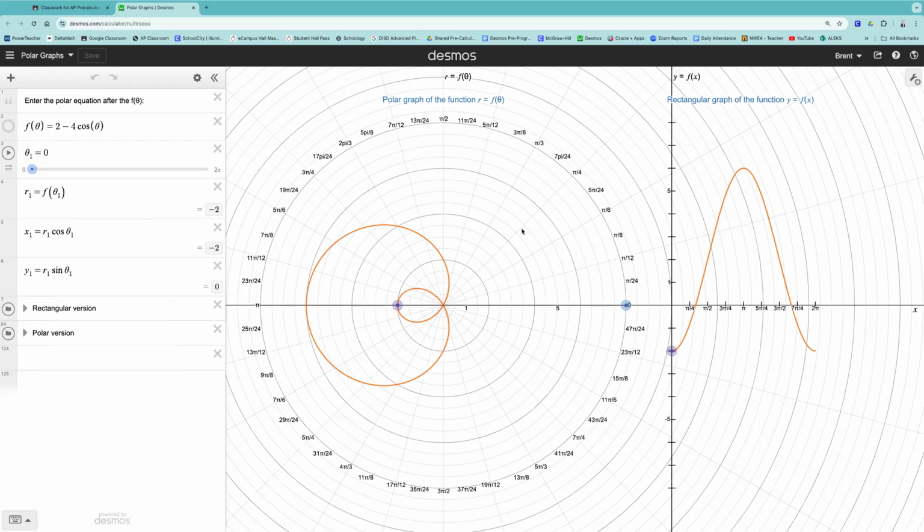Last class we did polar function or polar graphs, and we also did rectangular graphs. This is the same way. On the left side, notice the title in blue, it says polar graphs of a function. On the right, it's going to be the rectangular. Last class, we only did points. Today, we're dealing with a whole graph.